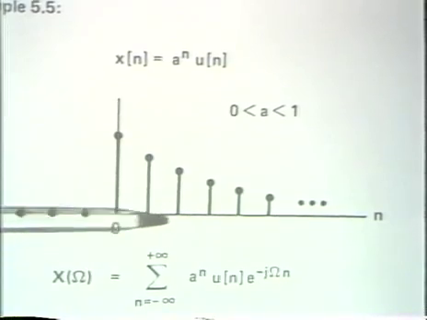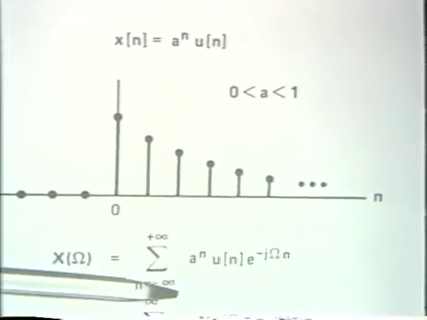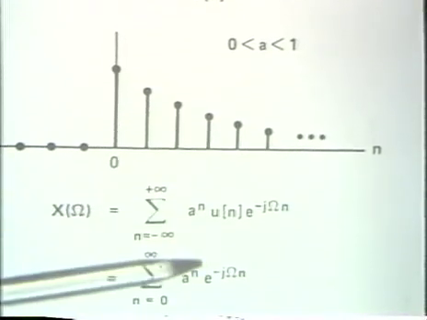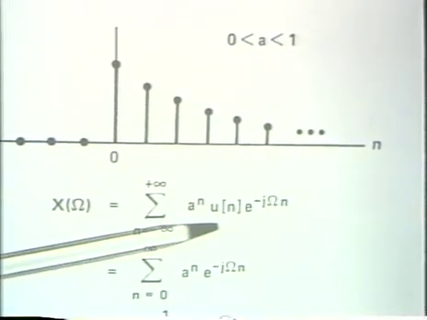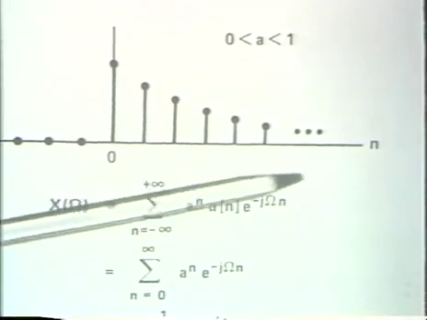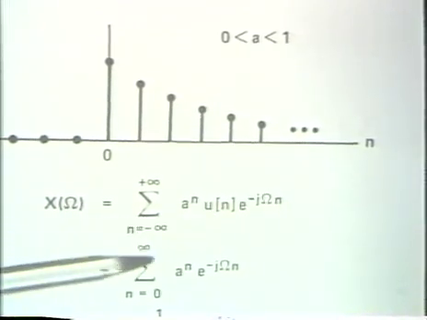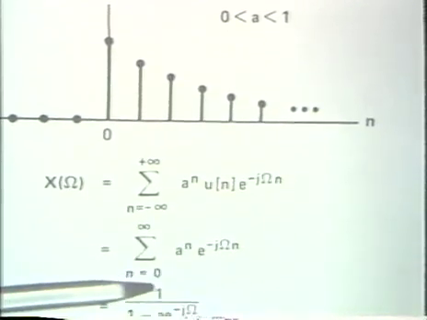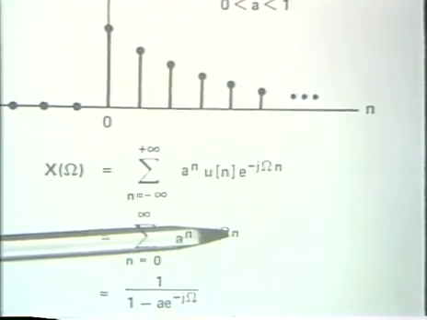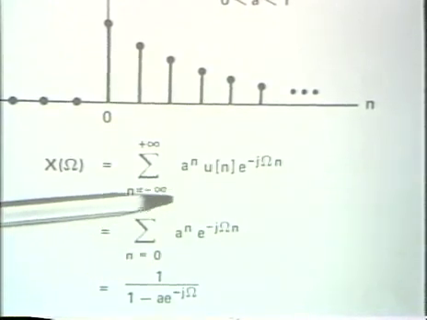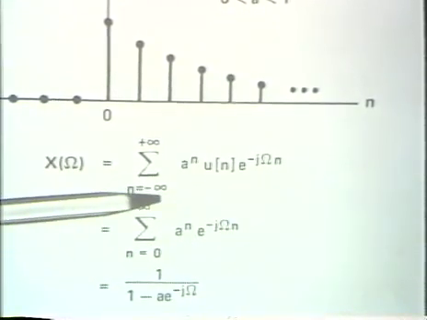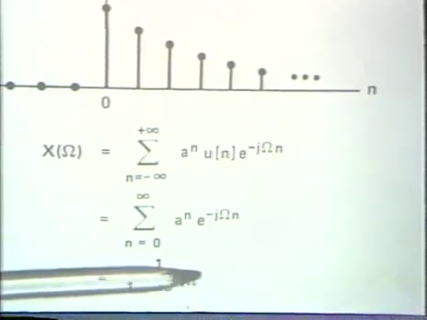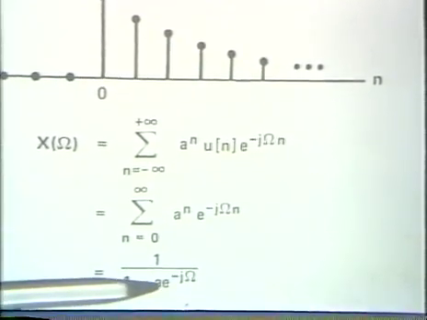Basically, if we substitute into the Fourier transform analysis equation, it's this sum that we evaluate. Because we have a unit step here which shuts this off for n less than 0, we can change the limits on the sum. This then corresponds to the sum over an infinite number of terms of a geometric series, and that, as we've seen before, is 1 divided by 1 minus a e to the minus j omega.